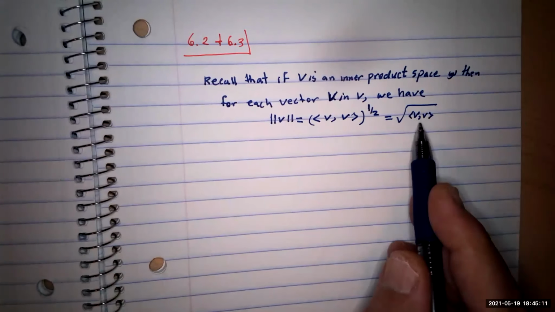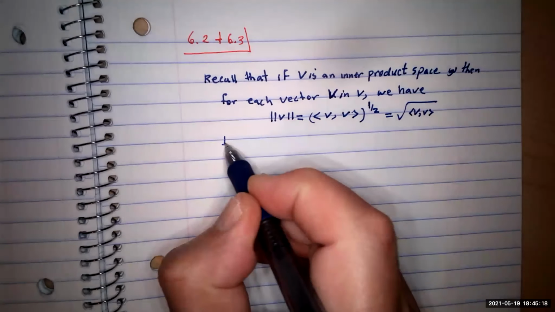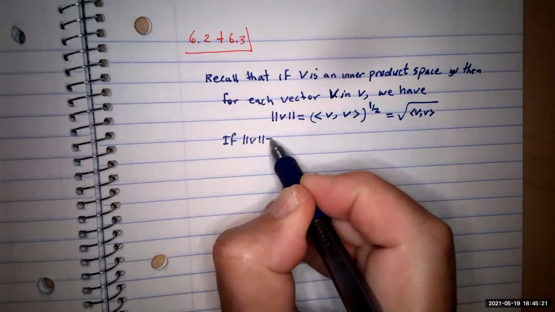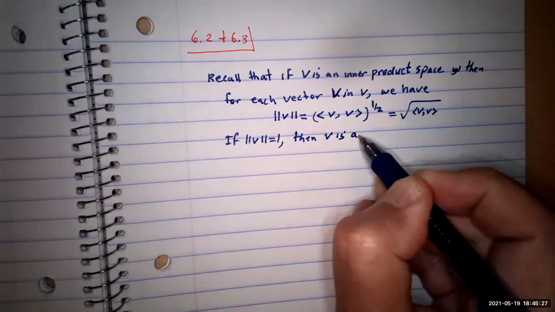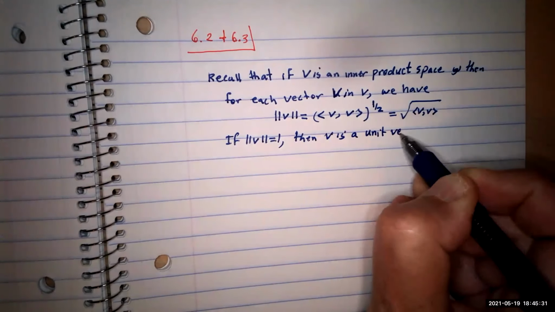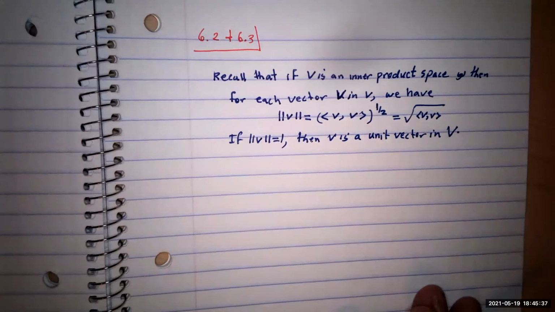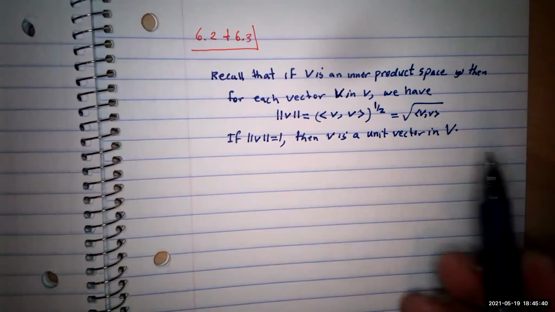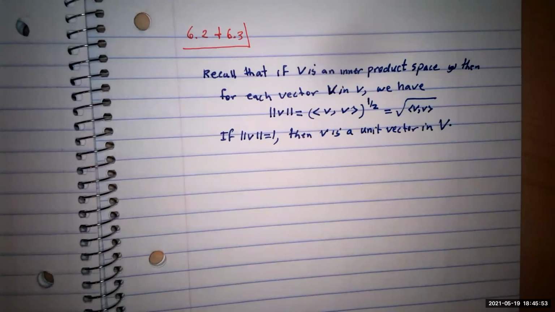Remember, this is a positive number, so we can take the square root. So we define the norm. In particular, if the norm of v happens to be equal to 1, then v is going to be a unit vector in V. And you know that it's easy to form a unit vector. If any vector is given to you, it's not going to be difficult to make it into a unit vector, okay? So this is it. Now, we can prove as we did before.